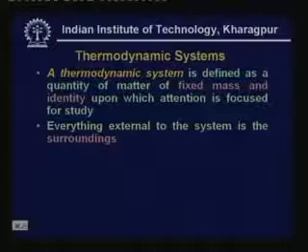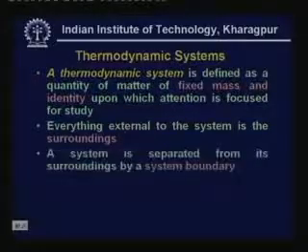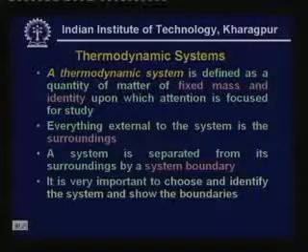And everything external to the system is called the surroundings. So, you have a system and everything external to the system is surroundings. Generally a system is separated from its surroundings by what is known as a system boundary. In any thermodynamic or thermal engineering problem, it is very important, and in fact it is the first step, to choose and identify the system properly and show the boundaries. That means there should not be any ambiguity as far as the system and its surroundings are concerned.